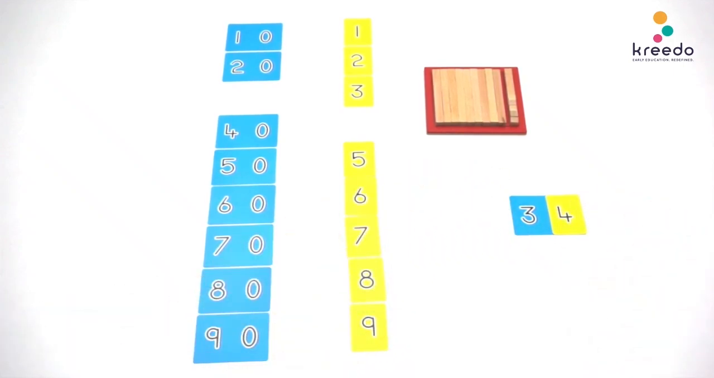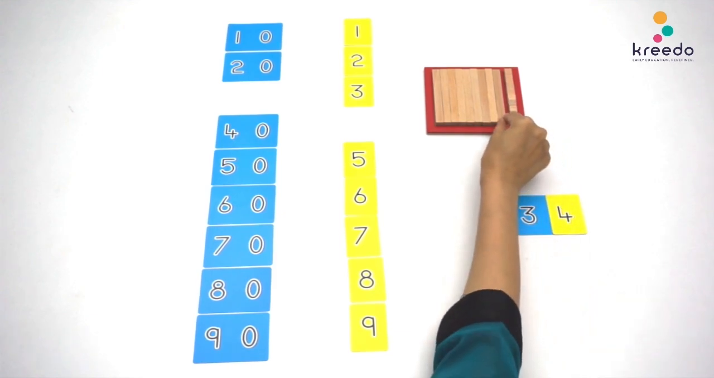Point to the place near the selected number cards and tell the child, please bring the appropriate quantity of tens and units from the quantity box and place them here. Tell the child to say the quantity when it is placed on the surface.